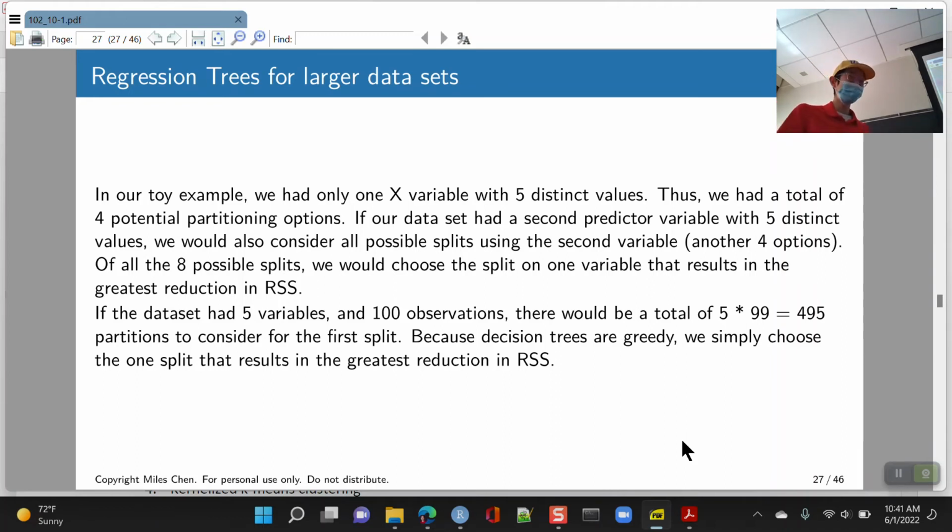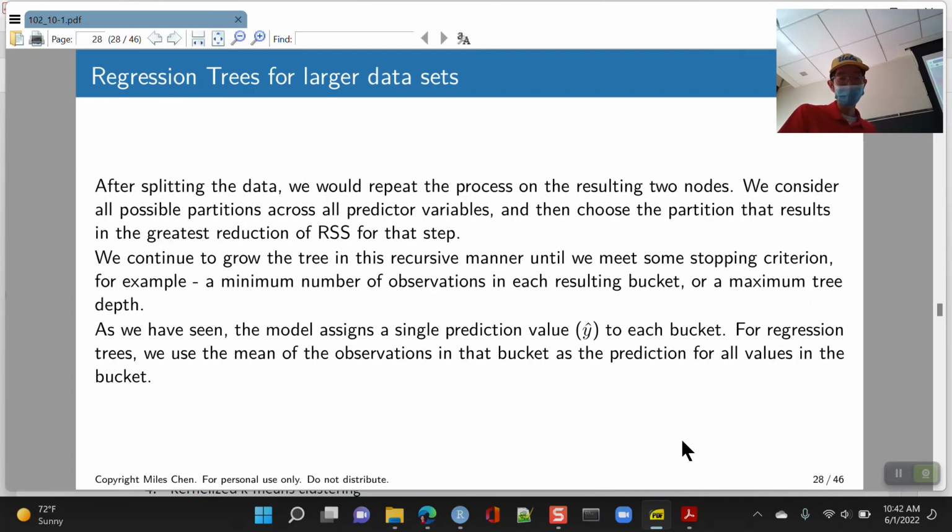Thankfully, again, it's immediate gratification. It's a greedy algorithm, so you only have to consider that one split, and you don't have to consider, what if I split here and what if I split here next? Because that would just square the number of possible decisions to make. So anyway, you would do that. The one that reduces the RSS the most is the one you're going to pick.